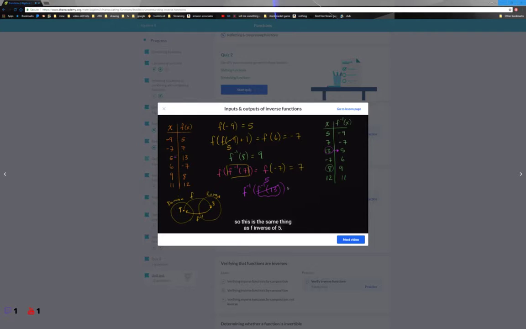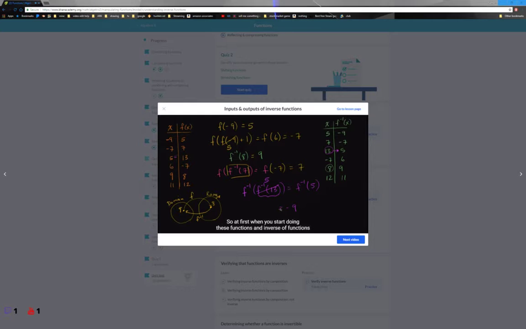So this whole thing is the same thing as f inverse of 5. And f inverse of 5, well, f inverse goes from 5 to negative 9. So this is going to be equal to negative 9. Once again, f goes from negative 9 to 5, so f inverse is going to go from 5 to negative 9.